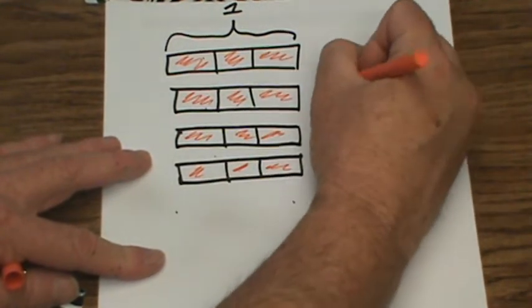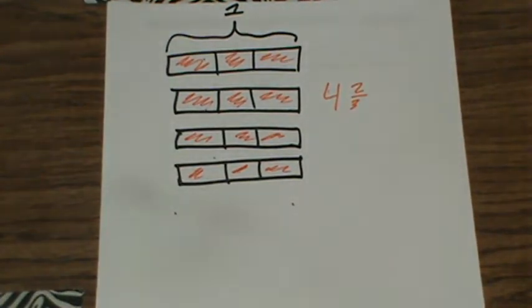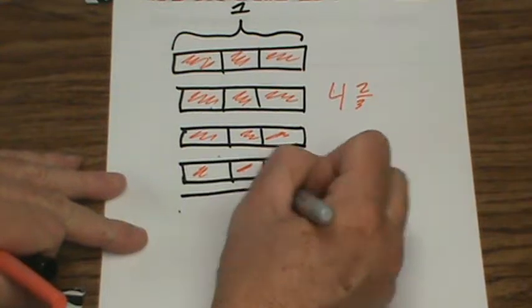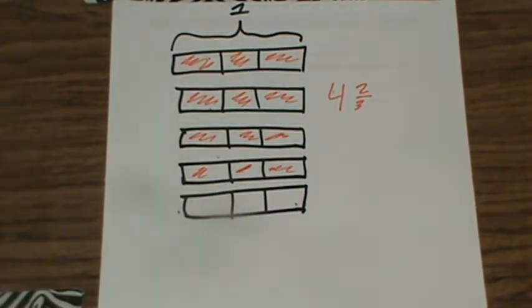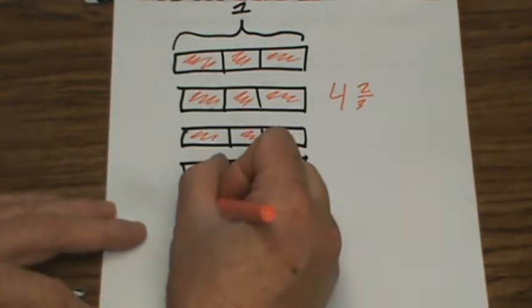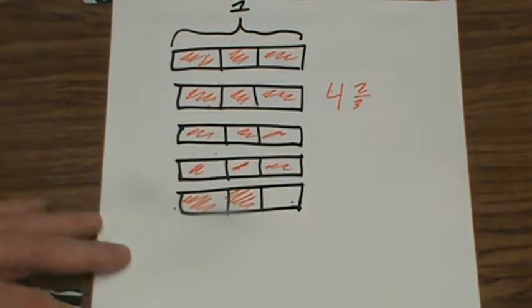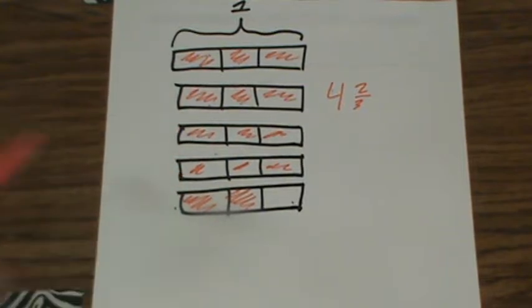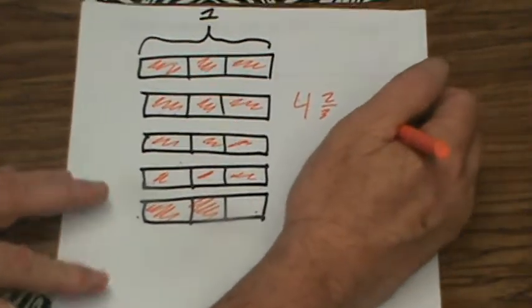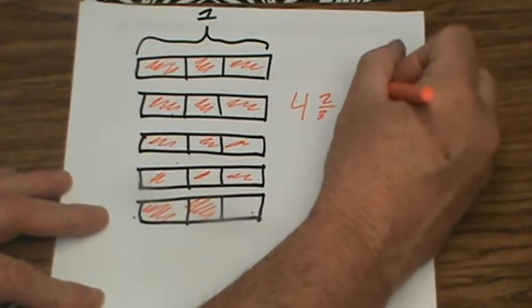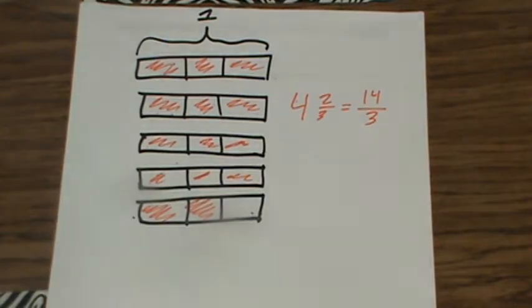But remember, our number is 4 and 2 thirds. So Mr. Leggett is going to draw another tape diagram to show the 2 thirds. Here we go. 1 third and 2 thirds. There it is. 4, 1, 2, 3, 4, and 2 thirds. Let's count and see how many there are. We said 3, 6, 9, 12, 13, 14. So 4 and 2 thirds does indeed equal 14 thirds. We've proven it at least 2 times.